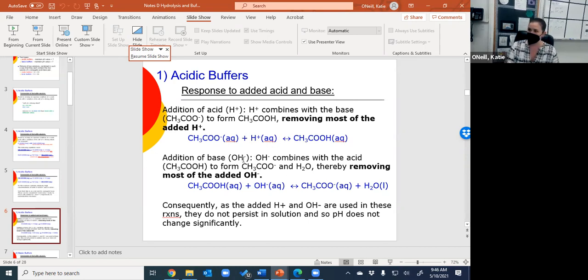And if we add base, not conjugate, sorry. If we add something that has hydroxide ions with it, acid and base will react. Basically, the hydrogen would dissociate and then bond with the hydroxide and form our water. So if we're able to remove the hydrogen or the hydroxide and take that out of solution as ions, then your concentration of those ions in solution doesn't change and the pH doesn't change.